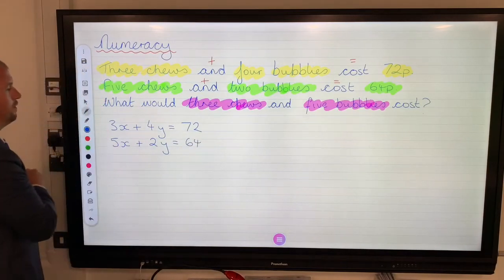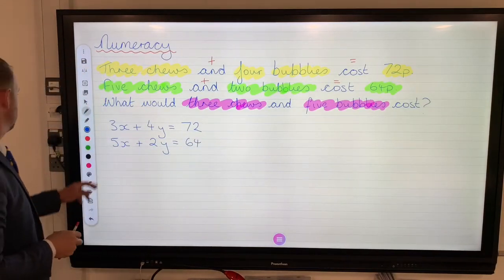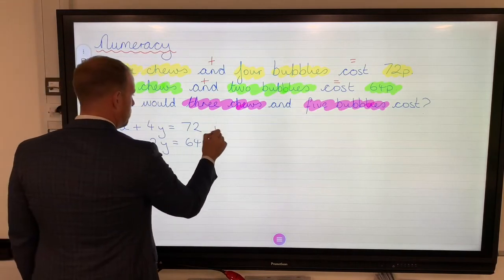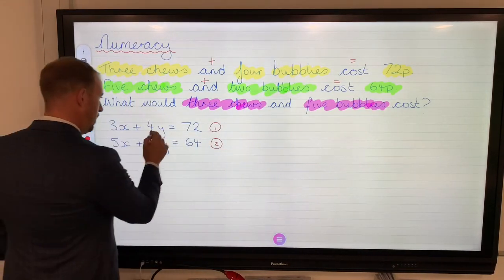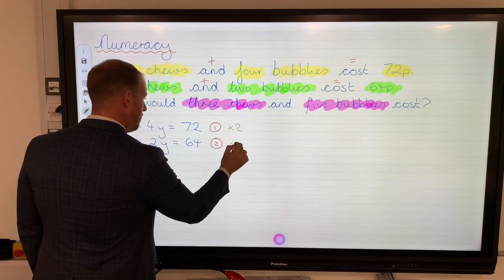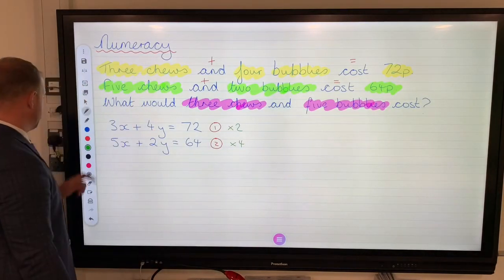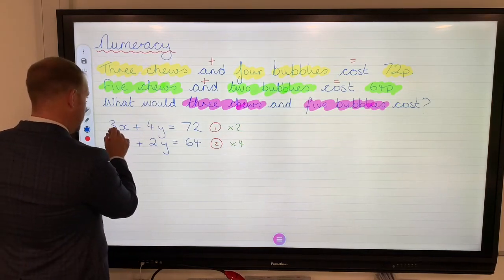Right, now that looks familiar. Let's think of our steps from last time there. Let's number them 1 and 2. Let's multiply by the opposite y. So I'm going to times these by 2, times that by 4. Let's times all of this by 2 then.